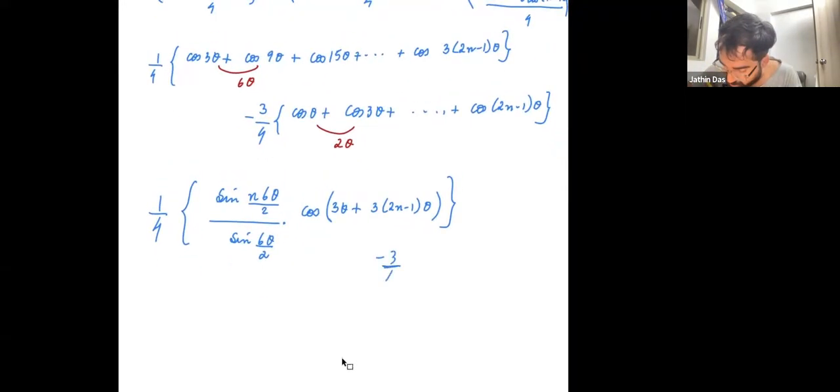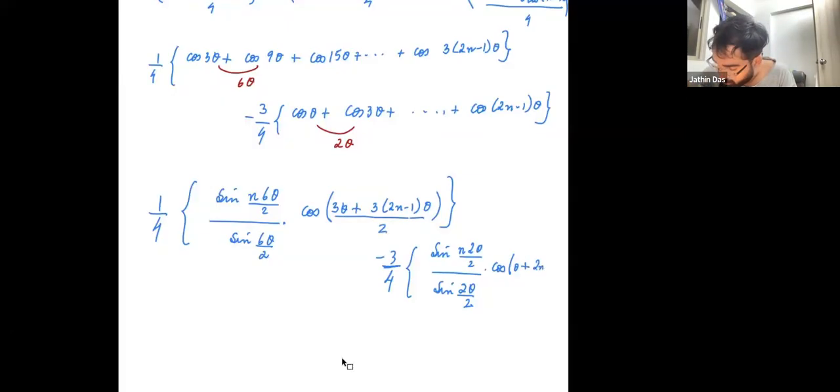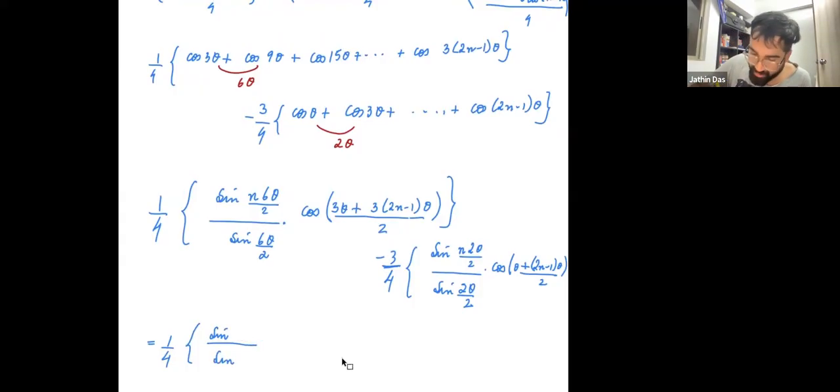Minus 3 by 4, again sine n into 2 theta by 2 by sine 2 theta by 2 into cos. Okay, there's a by 2 also, no? Cos theta plus 2n minus 1 theta. It will be finally 1 by 4. This will be sine n3 theta, or 3n theta I can write.